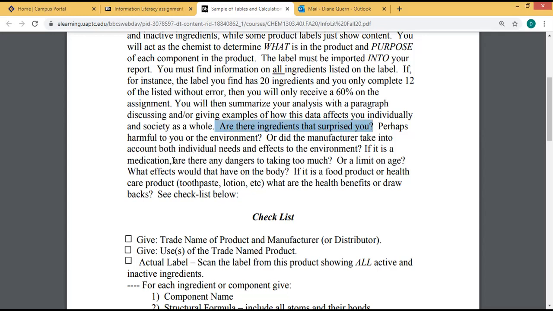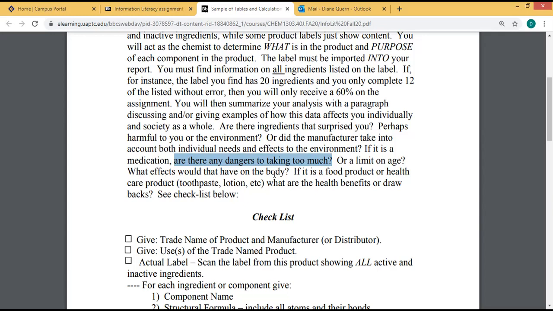If it's a medication, can you overdose? Are there certain age limits to who can take it? What can it do to your body, your liver, your lungs, your stomach, if you take it too long or too much? Things like that.